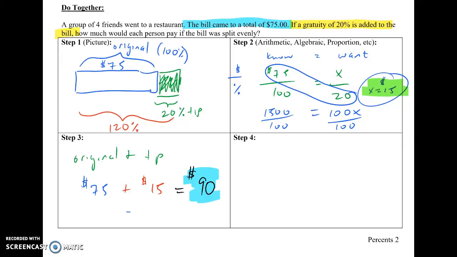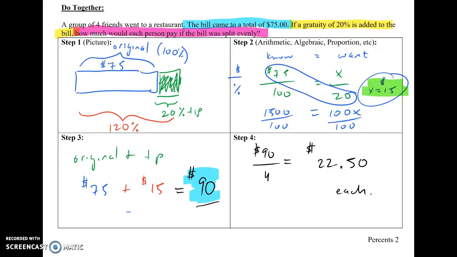However, in this case, the question is asking us how much would each person pay if the bill was split evenly. All right, so that means we have to take our total bill, remember we found that to be 90, and divide it by the number of people who are going out for dinner. In this case, we have 4 friends, so we have to take $90 divided by 4 people, and we get $22.50 each. All right, so 4 friends at the table, each of them are paying $22.50, and we're done.